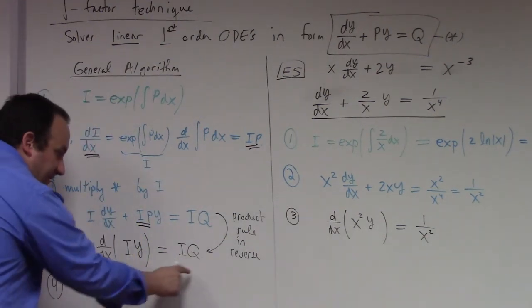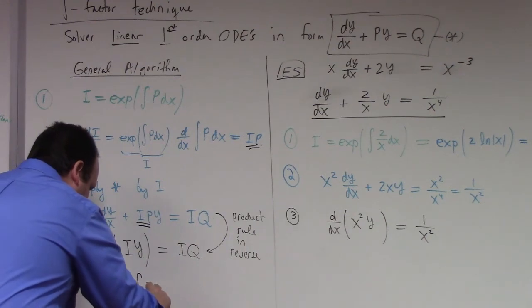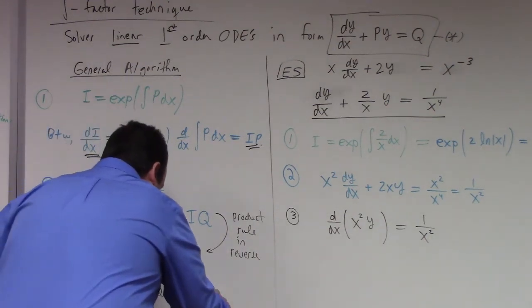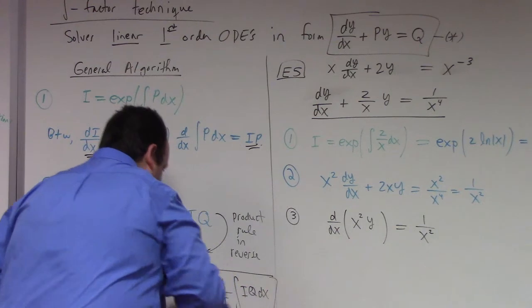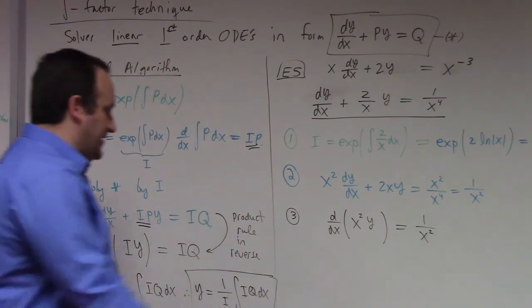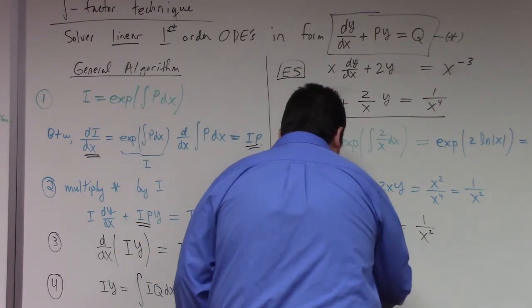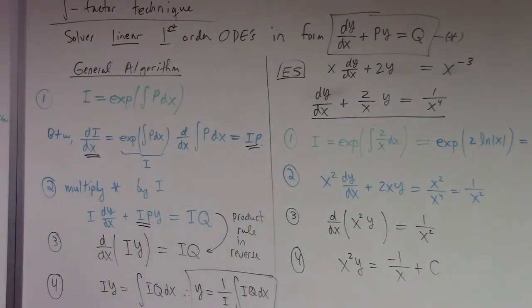And then step 4. At this point we have the derivative of something equal to something else, so we can integrate both sides to get I times y equals the integral of I Q dx. Therefore, y is equal to 1 over the integrating factor times the integral of I Q dx. So here you go. That's a general formula that solves an arbitrary first-order linear differential equation, assuming p and q are nice enough to integrate. But that's not a very strong assumption. And then for my example, we get that x squared y is equal to minus 1 over x plus a constant, because we can actually do the integral, integrating both sides.